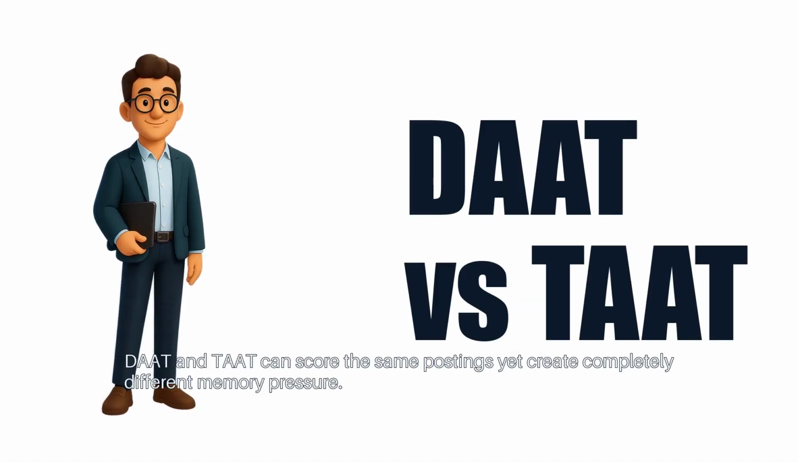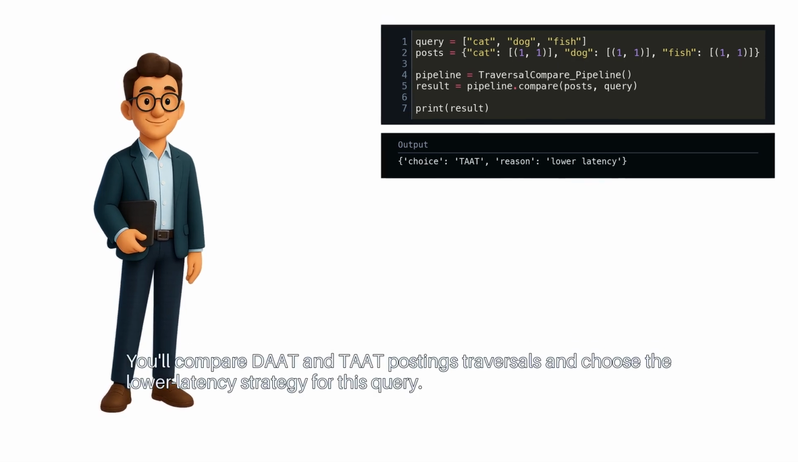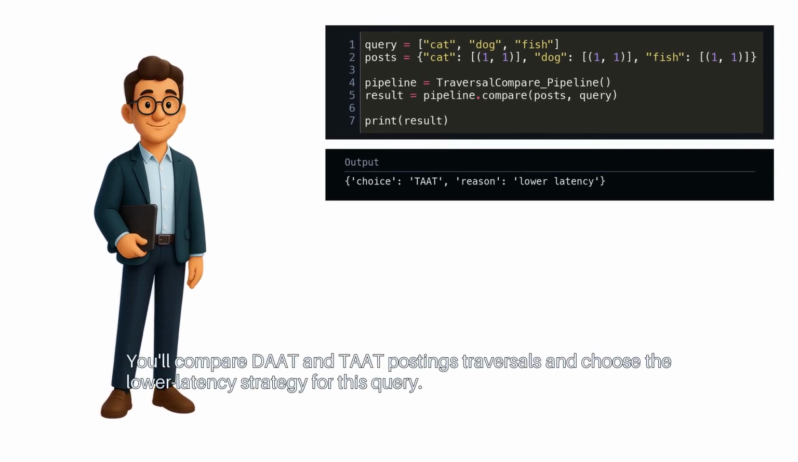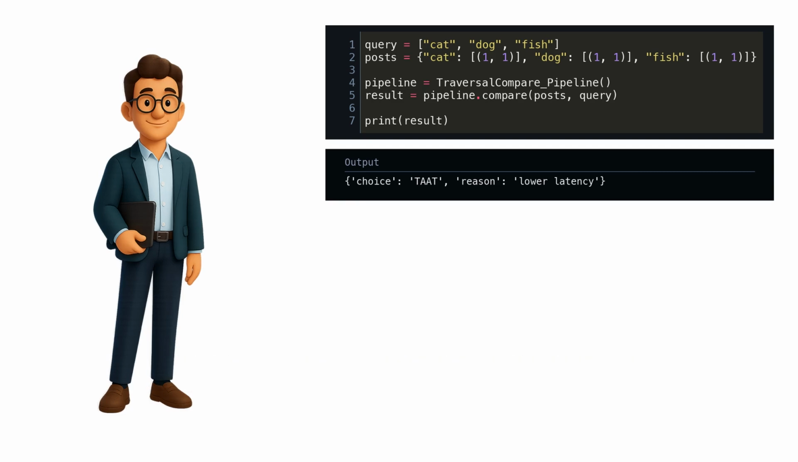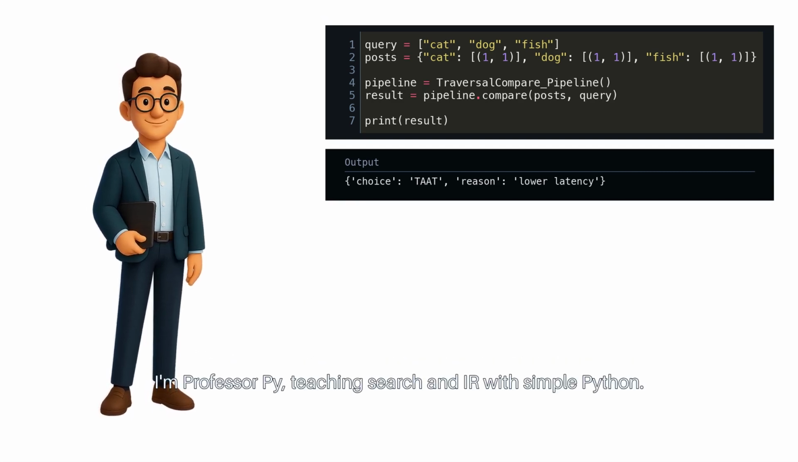DAAT and TAAT can score the same postings yet create completely different memory pressure. You'll compare DAAT and TAAT postings traversals and choose the lower latency strategy for this query. I'm Professor Pi, teaching search and IR with simple Python.